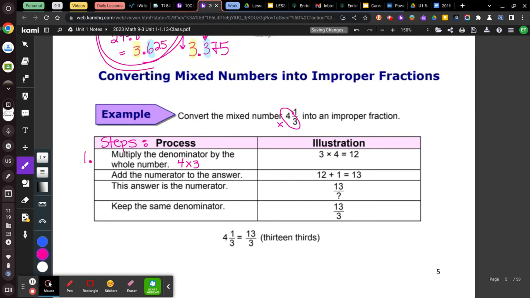Okay? Then immediately you're going to add the numerator to your answer. So you're going to add the top. So my top is a 1. That's my top number. So I'm adding the 1. So now instead of a 12, I have a 13. So if we take a look, this is my number 13 right here. Okay, it becomes my top number. The bottom number is the number that never changed. It stays the same. So it says keep the same denominator. So it takes 3 steps to get your top number.